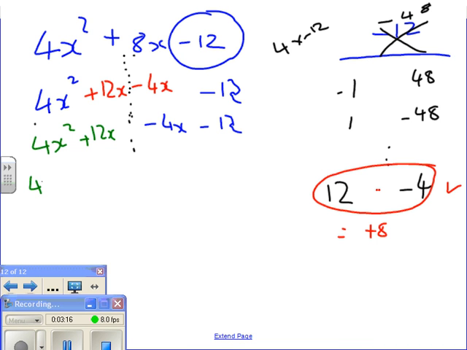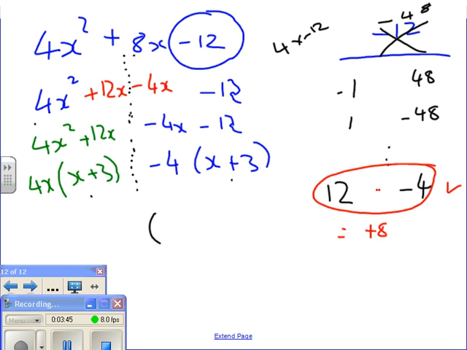So you can take out a 4x from the first one to give you x plus 3. And then you can factorise the second one. I'm just going to keep that separated. You can take out negative 4, giving you x plus 3. Now the key here is that both brackets are currently the same, which works out very well. And now we can take out an x plus 3, multiplied by 4x in here and minus 4 there. So we've fully factorised our quadratic.